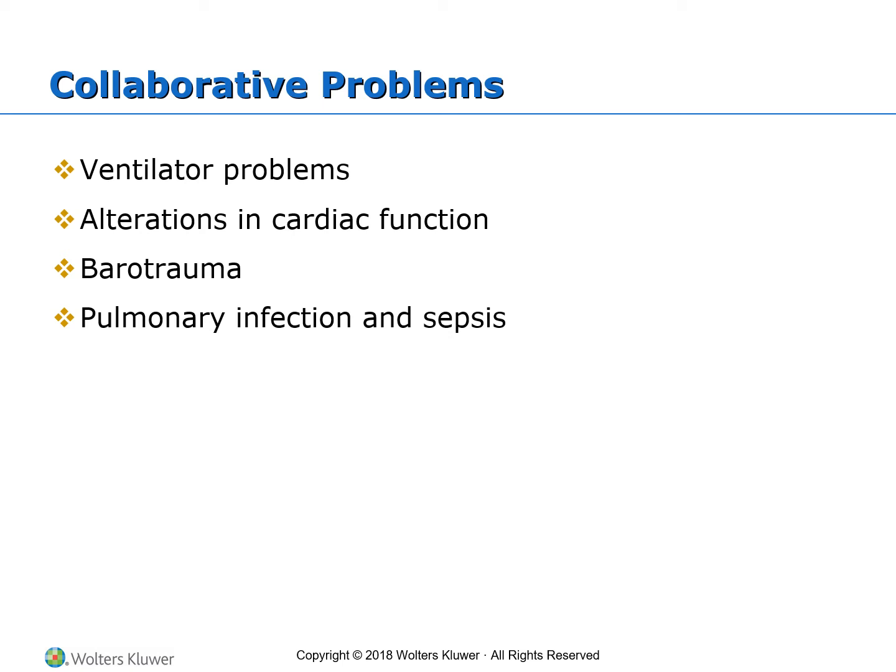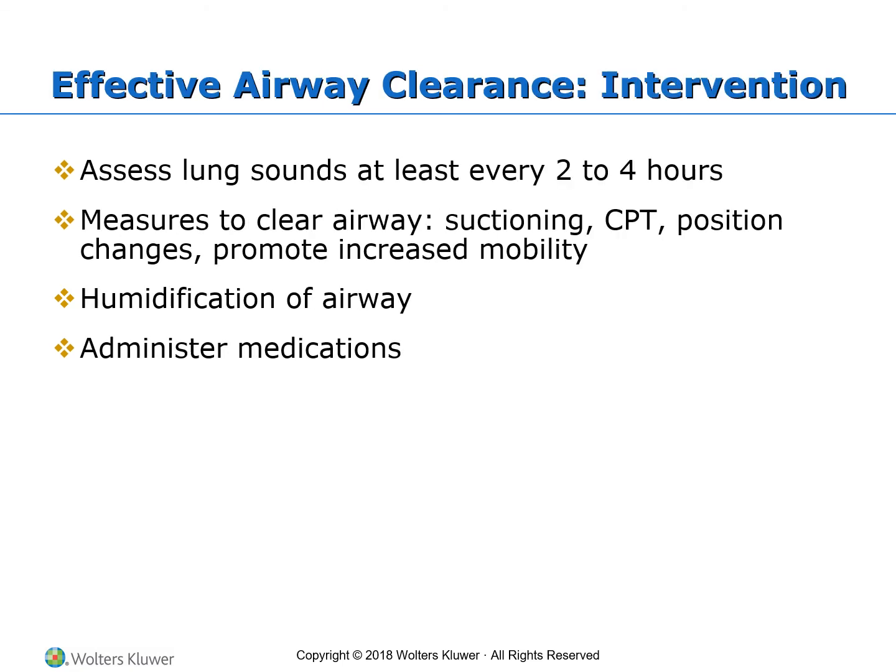Positive pressure just provided by the machine can decrease venous return, and that can cause cardiac compromise. If the pressure is too high, so it's been programmed set too high, then they can have barotrauma, and that the alveoli will actually rupture because the pressure is too high.